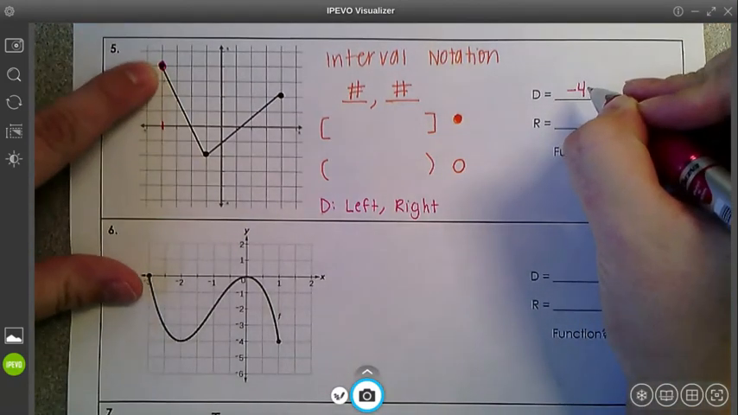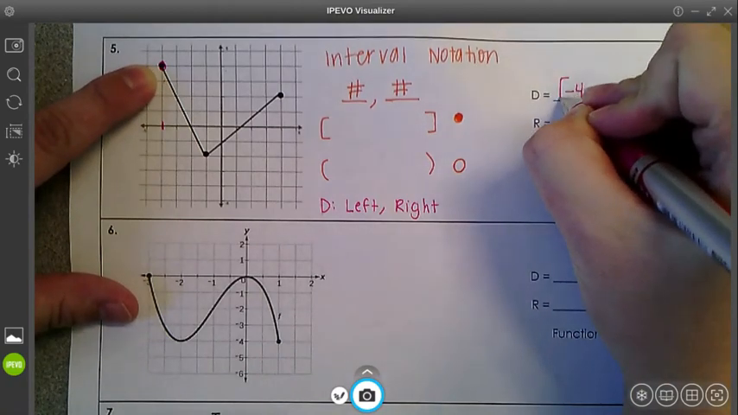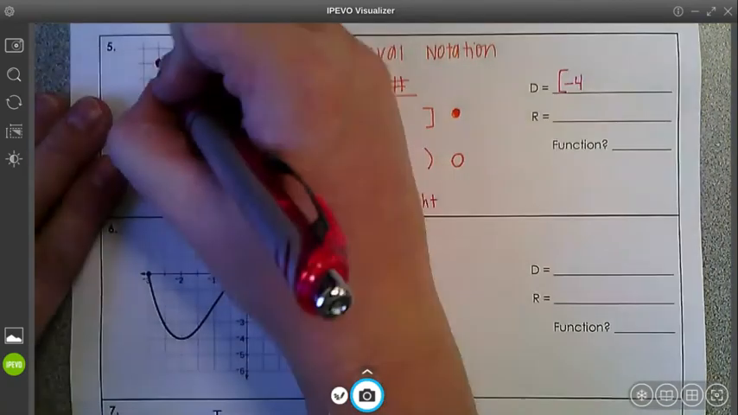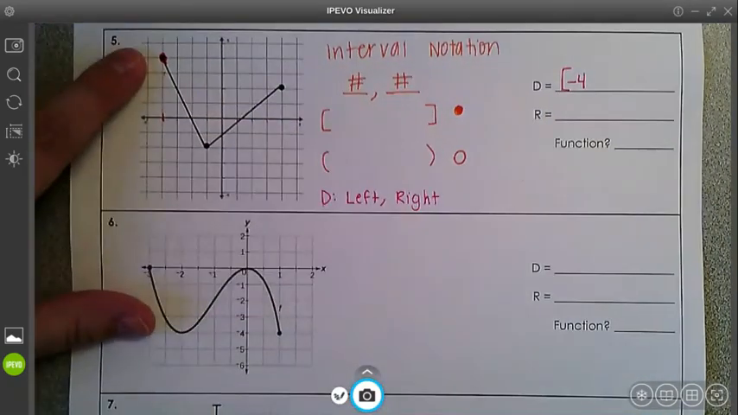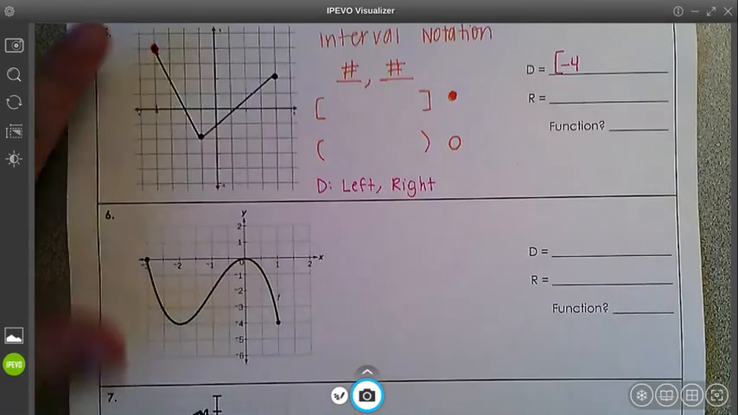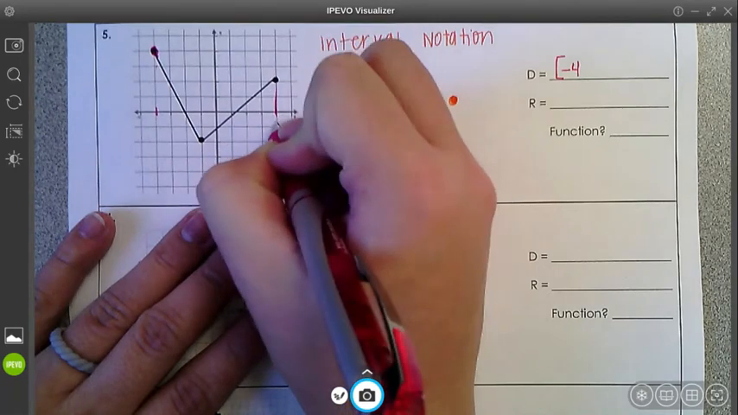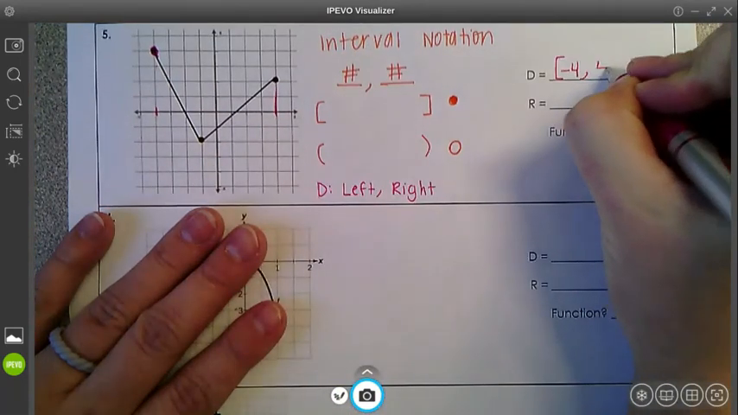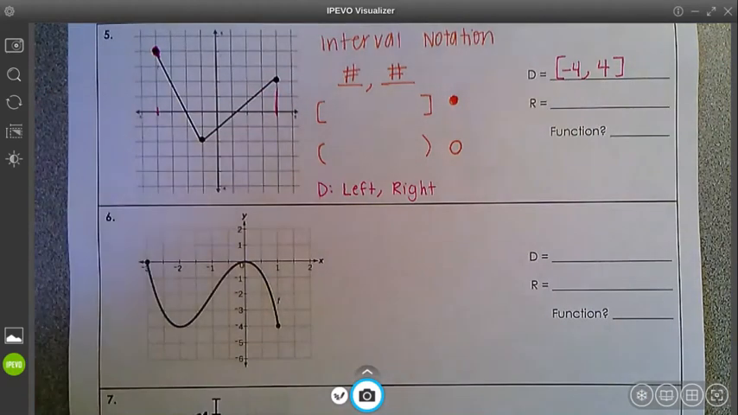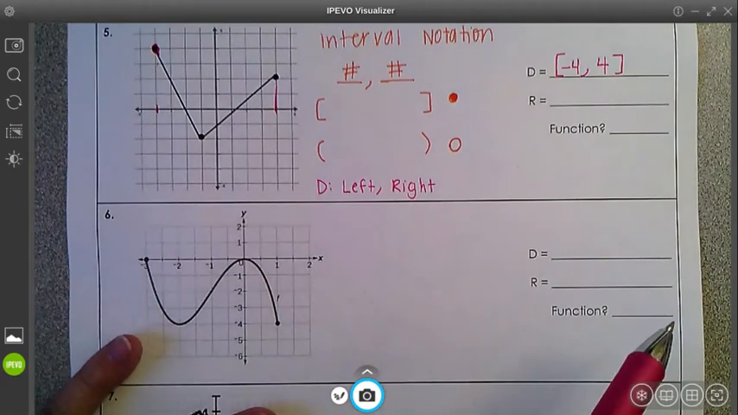And this point was a closed circle, so we used a bracket. If that circle wasn't there and the line just stopped there, I would still use a bracket. And then this is the farthest right that it goes. That's at +4, and it's a closed point. As long as you don't see a hole, an open circle, you use a bracket.